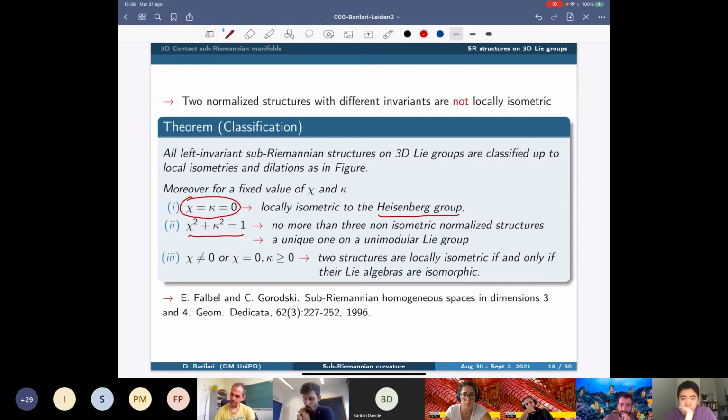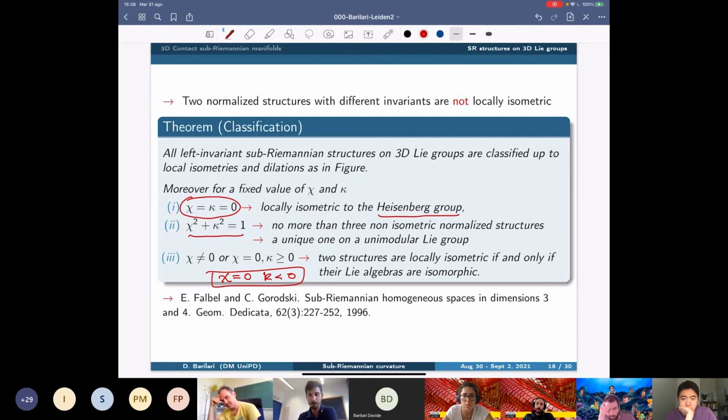So on unimodular Lie groups of dimension 3, these invariants indeed give a kind of complete classification, as we will see, described by a parameter on a half of a circle. And the interesting fact is that in all cases but chi equal to 0 and kappa negative, two structures are locally isometric if and only if their Lie algebras are isomorphic.